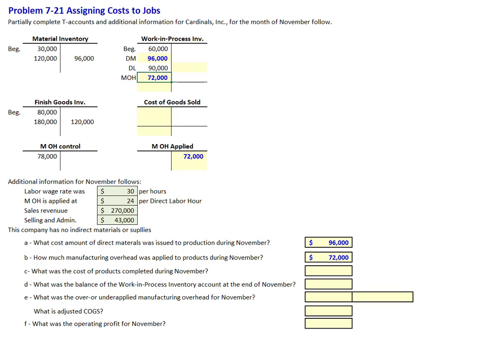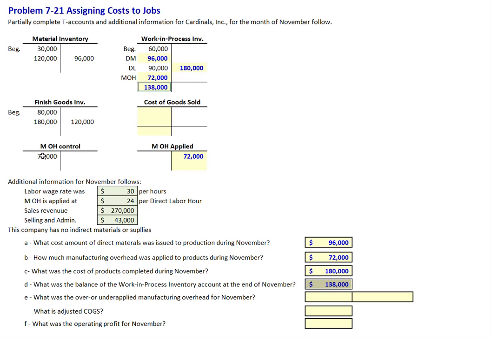Next question is, what was the cost of products completed during November? Well, the cost of products that are completed, they would have been transferred out of work in process into finished goods inventory. We can see the cost of the goods completed is $180,000. Question D, what's the balance in work in process inventory at the end of November? We need to add up all the debits, subtract off the credits, and we see an ending balance of $138,000.